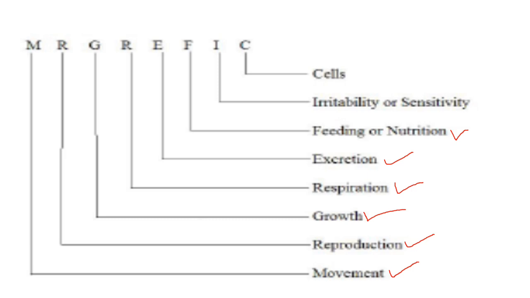Okay, the other one there is irritability or sensitivity. This is just the ability to detect and respond to stimuli. That is sensitivity. You need to be sensitive if you are a living organism. All right, the last one there is cells. Basically, cells are just the basic fundamental units of living organisms.